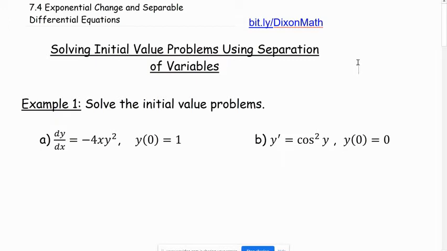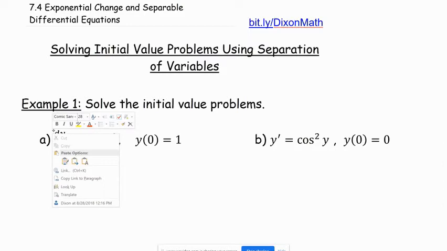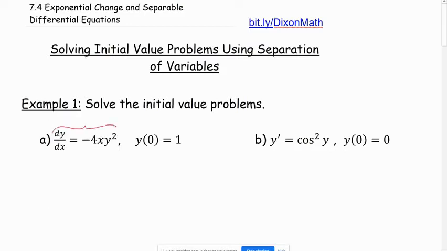So we're going to start off with separable differential equations. A differential equation is when you're given a derivative in terms of x and y, and so that's what we have here. This is a differential equation. And then this is called an initial condition. This gives us information about the graph. When you have a differential equation and an initial condition together, that's called an initial value problem. So both of these are initial value problems because they both have a differential equation and an initial condition.